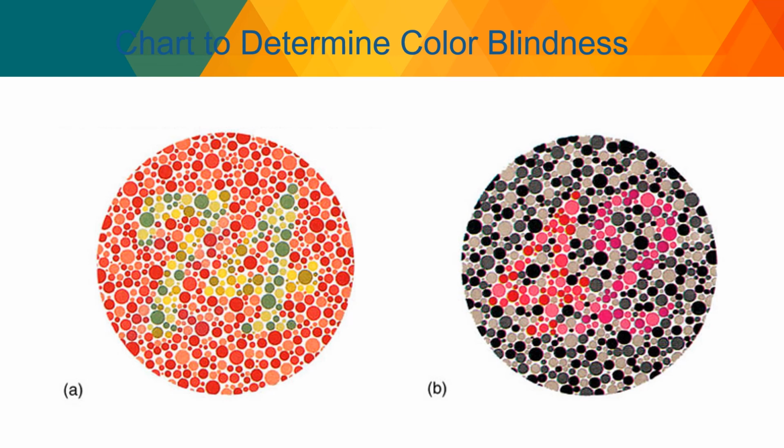So this is the chart to determine color blindness. Okay? If you're familiar, this is what you call the Ishihara color blind test. This is actually designed for testing the severity of the color blindness. There are different designs that are used in this Ishihara color blind test to determine what type of color blindness you have.